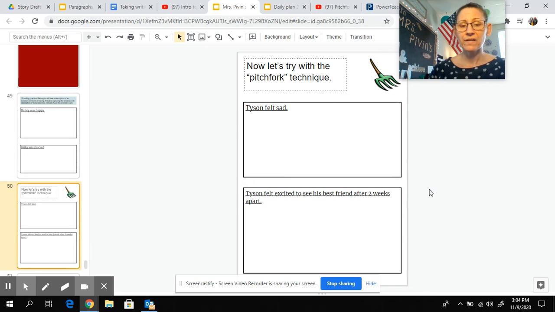Something like that. The second one is Tyson was excited to see his best friend after 2 weeks apart. What were the three things that Tyson did? Did he give him a hug? Did he call him right away? Did he high five him? Did he bro hug him? Did he tackle him? What would Tyson do that would show how he's excited to see his best friend? So add three prongs to the fork of this sentence, expanding what you see happening between these two friends.